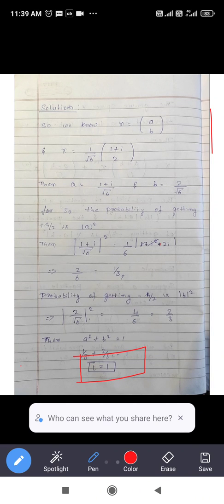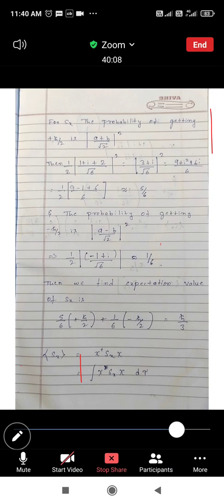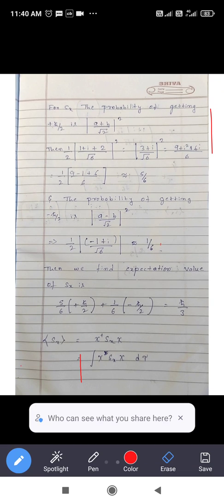Next, we want to find the probability of getting plus h cross by 2 and minus h cross by 2 for the operator Sx. Next we move on to the next page. Okay, for Sx the probability of getting h cross by 2 is (a plus b) divided by root 2.